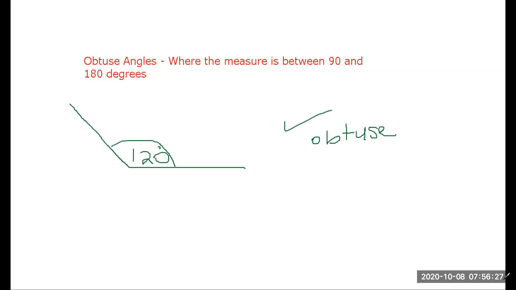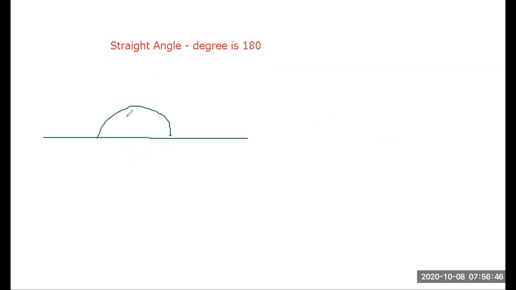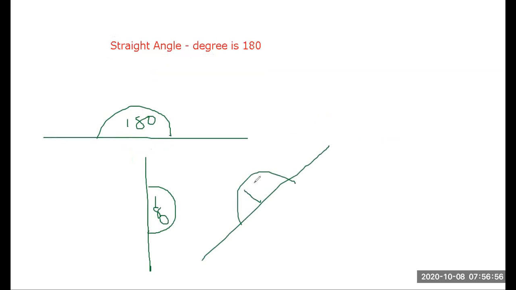Other angle we're going to look at is a straight angle. That's where the degree is 180 degrees. All right? So when we measure it, it turns out to be 180 degrees. So it could be that way. It could be this way. It could be diagonal. As long as it's 180 degrees. Okay, that's what we call a straight angle.